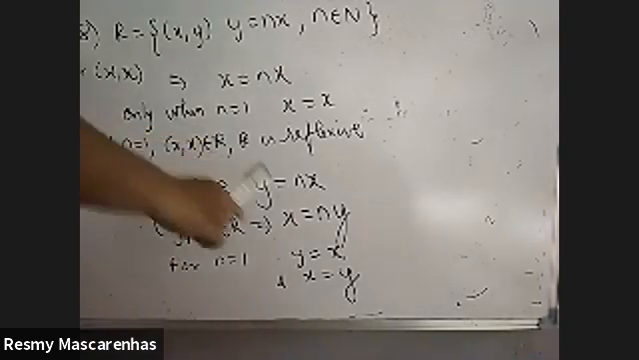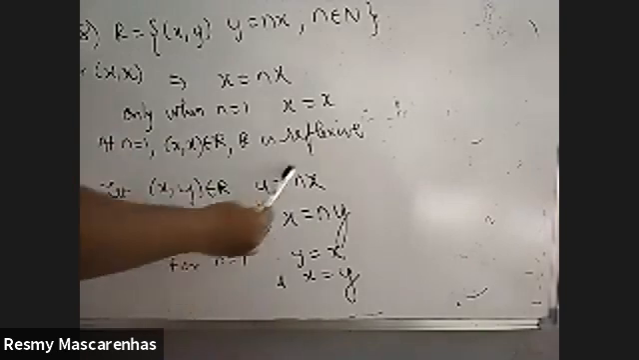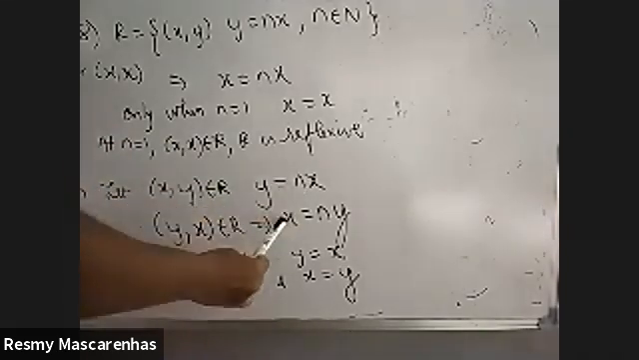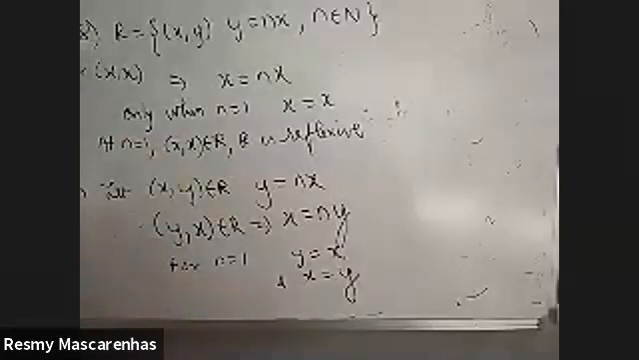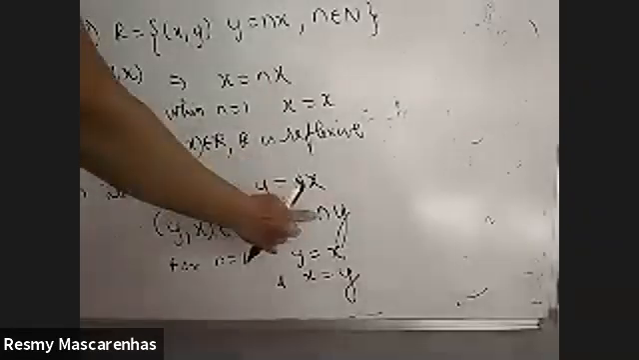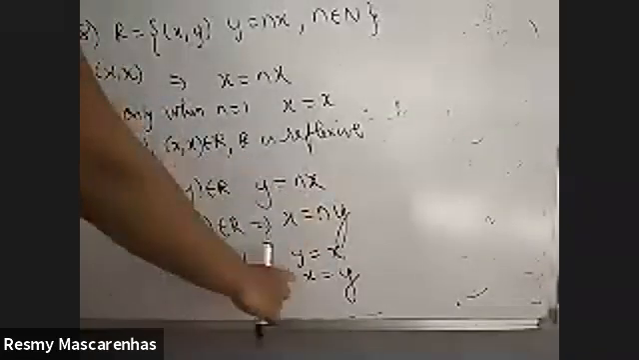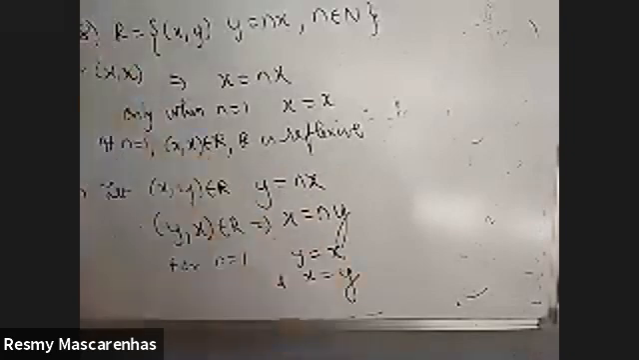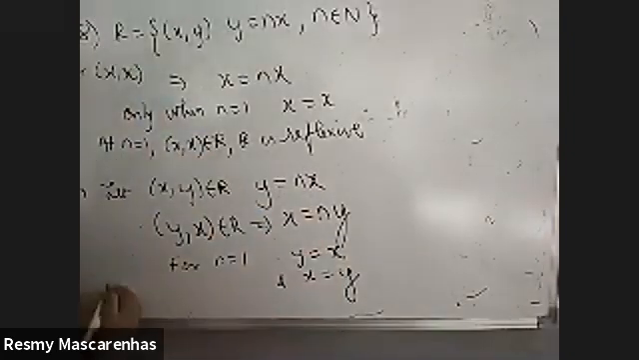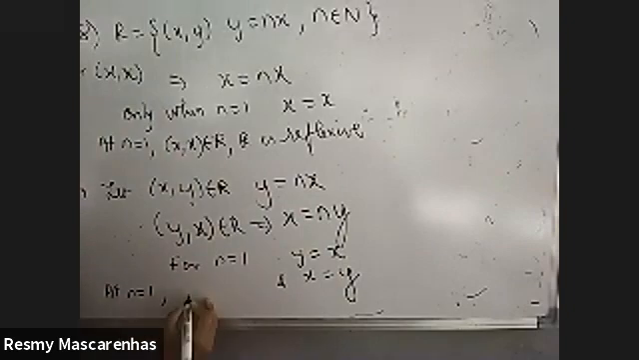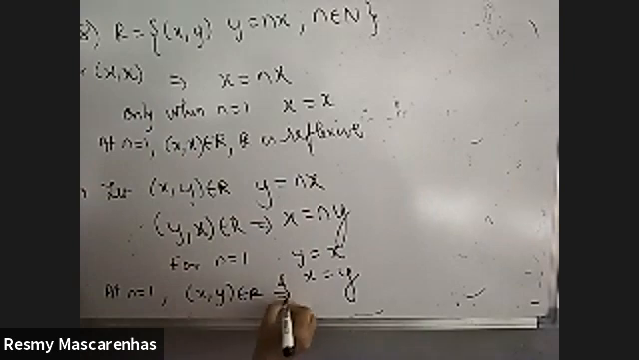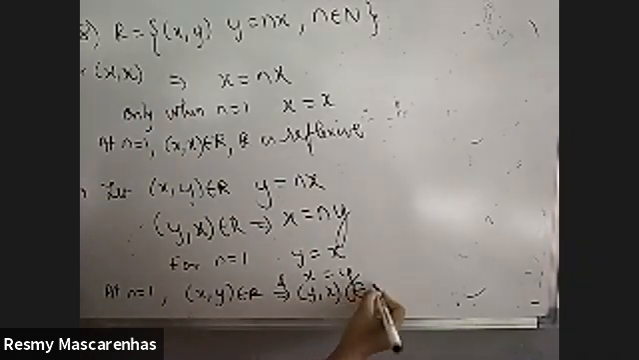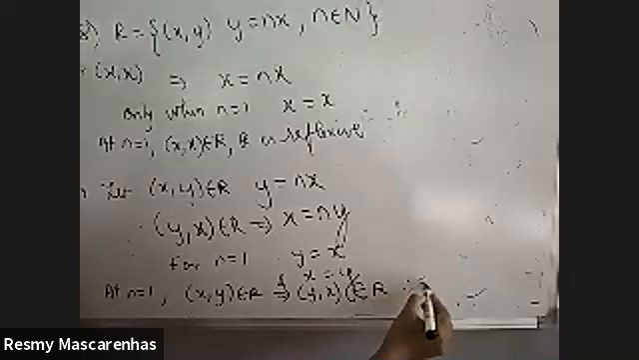If you put any other number, it will not work. See, y is equal to 2x, and here what you will get, x is equal to 2y, which is not the same. Only for one number it works, when n is equal to 1. So in both places, if you put 1, answers will be same. y is equal to x and x is equal to y. So at n is equal to 1, (x, y) belonging to R implies that (y, x) belongs to R. Therefore, symmetric.